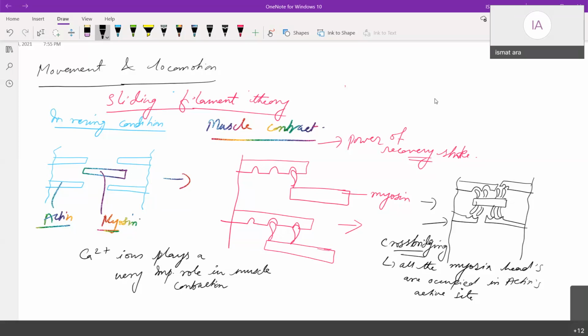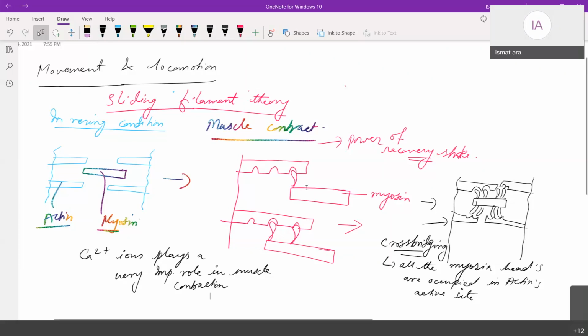Now, one term I want to discuss with you: refractory period. What is the refractory period? If I say that the refractory period of a skeletal muscle is 0.007 second, what do you mean by this statement? What is meant by refractory period? Any one of you?